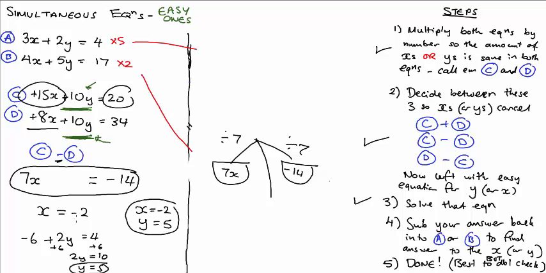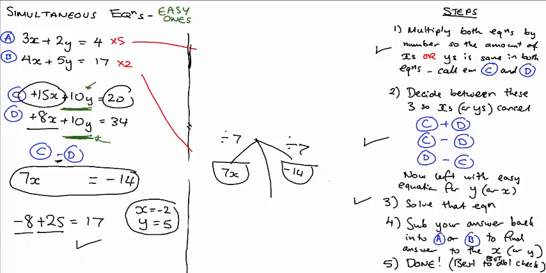Now, I'll just show you why that works anyway. So, let's plug that into the second one as well. What is 4 times minus 2? That's minus 8. Plus 5 lots of 5, which is 25. Does that equal 17? Yes, it does. Minus 8 plus 25, or another way to think about it, 25 minus 8 is indeed 17. So that's how we literally did it. And that's how you do it every single time.